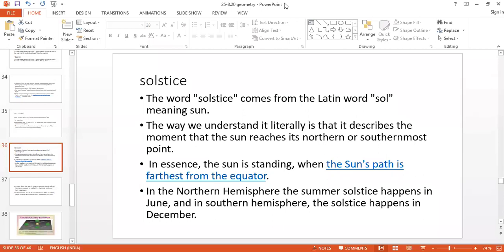And so the seasons are reversed in each hemisphere. So the winter solstice, December 21st, is the shortest day of the year, while the summer solstice, June 21st, is the longest day of the year also. It will be reversed sometimes.